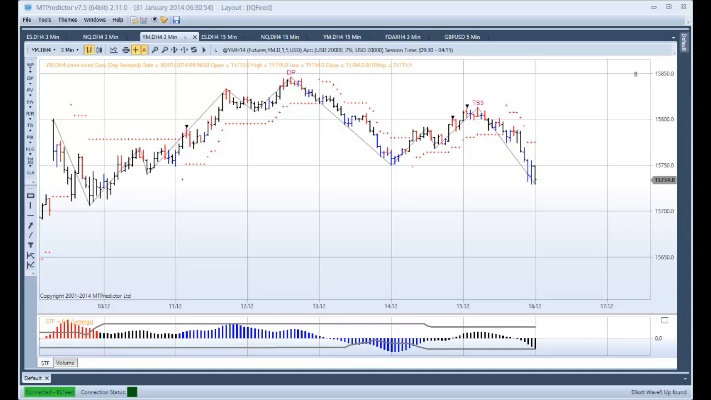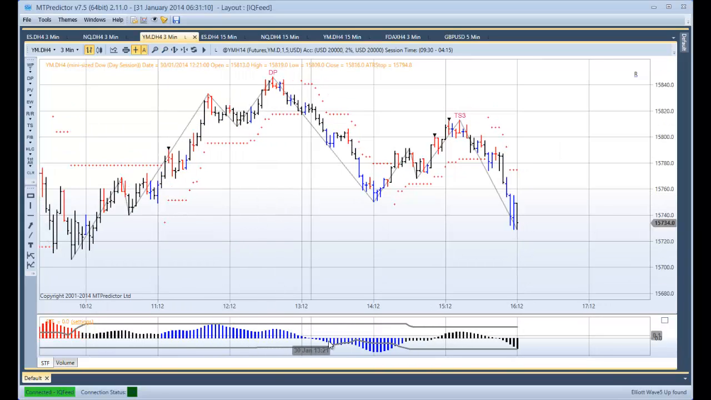In today's video I'd like to show you how using the higher time frame charts helps in your everyday trading using the MTPredictor software program. A good example was on the US E-minis yesterday. So let's start with the YM because that's a great example.